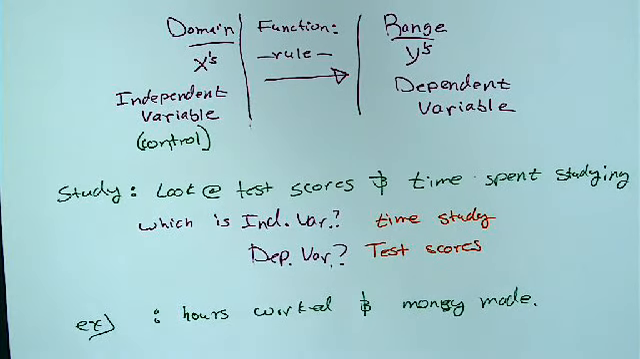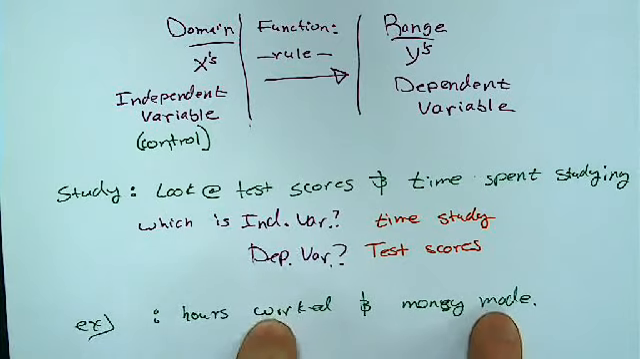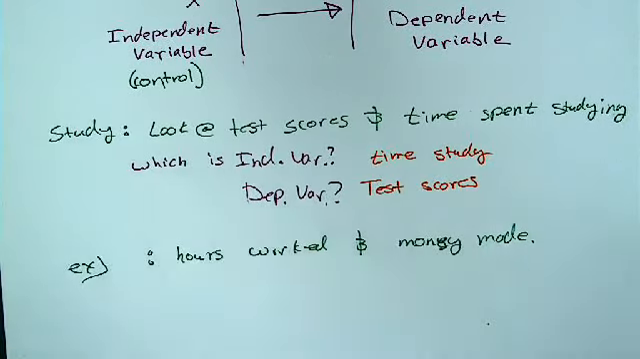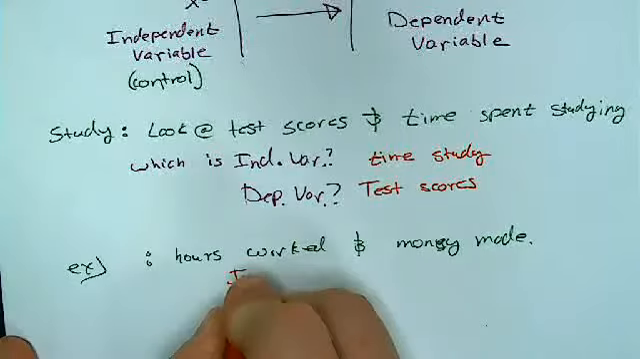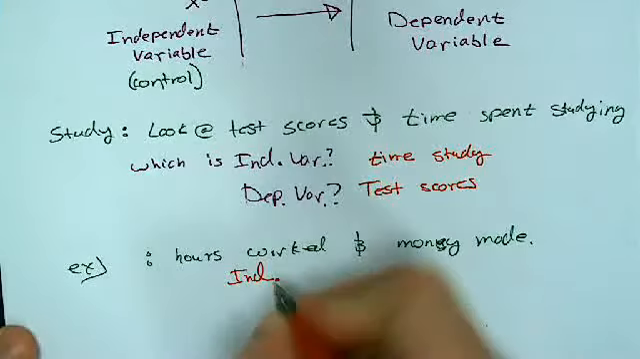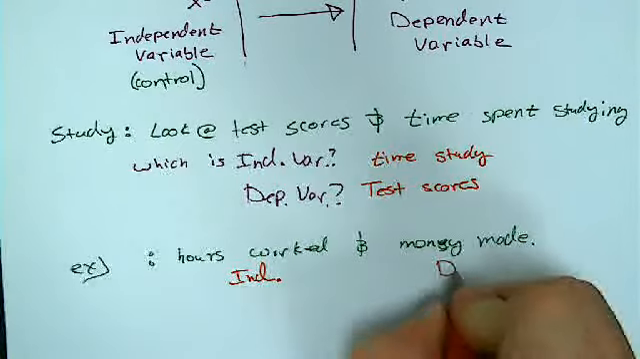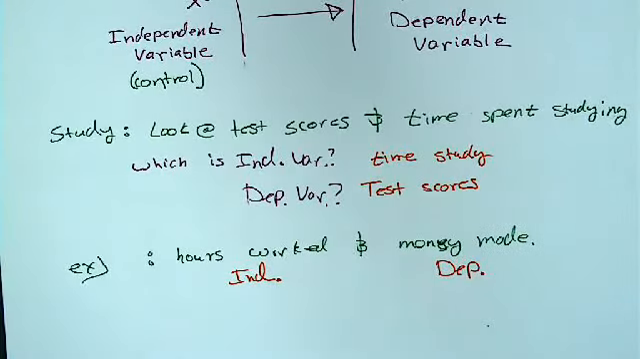So, keeping with that mindset then, which of these is the independent variable? Hours worked or money made? That's my independent. I can control that, sort of. And the money made, the dependent. That's pretty much I get my paycheck and I go from there.